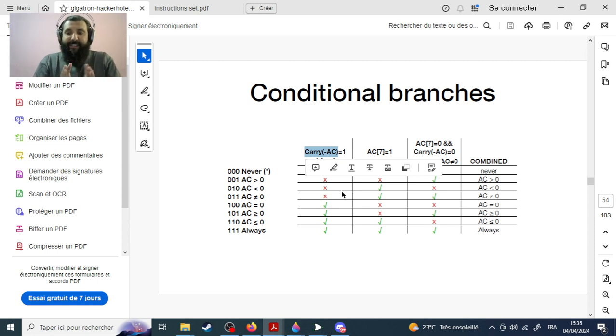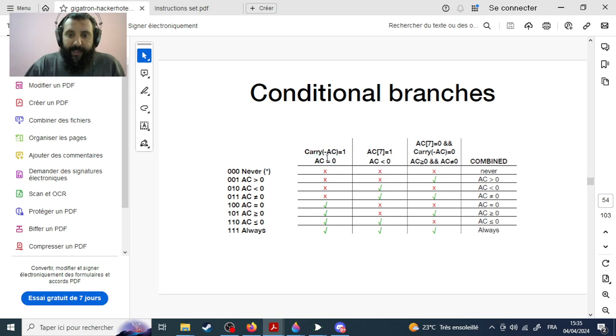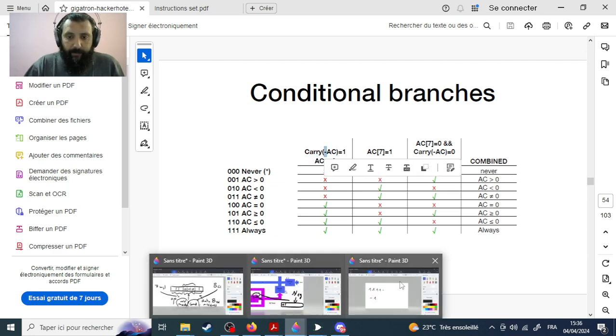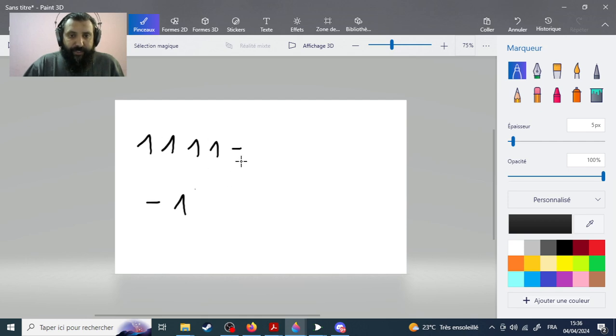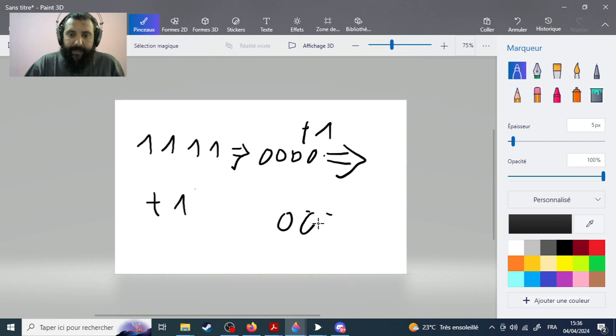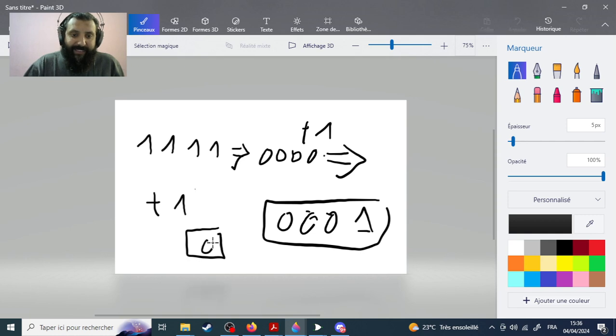I have a value inside IC. I have to negate it, to put minus. Okay, I have minus 1. Minus 1, I have to revert it, it becomes 0, 0, 0. And I have to add 1, it becomes 1. And of course, we have the carry 0. This is the smallest negative number.